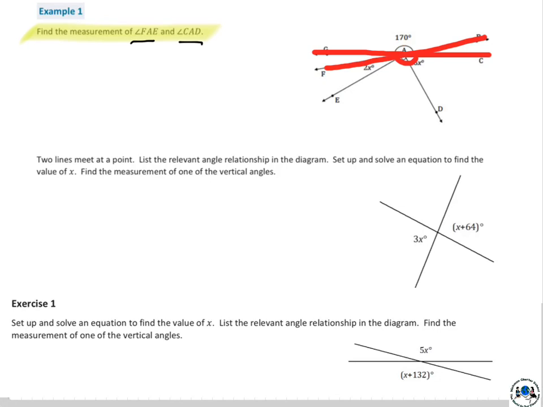If I use that right away, it's pretty easy, because I already have the measurement for A.